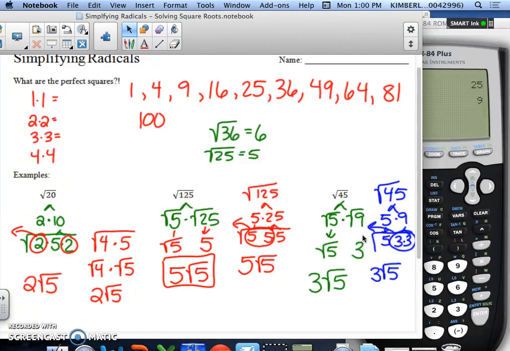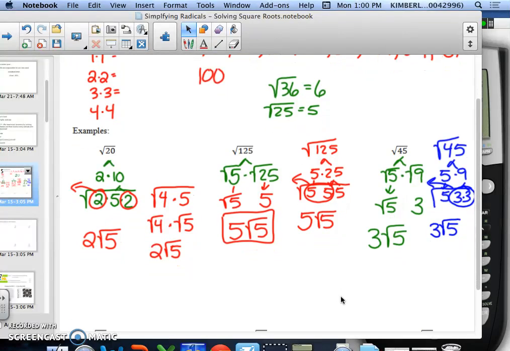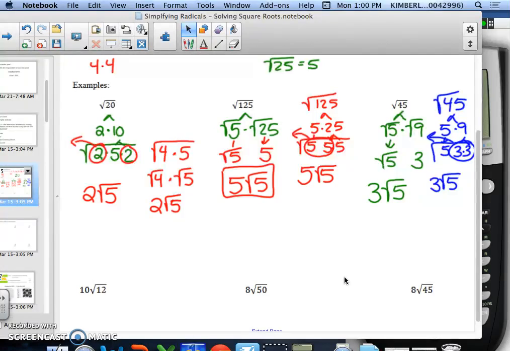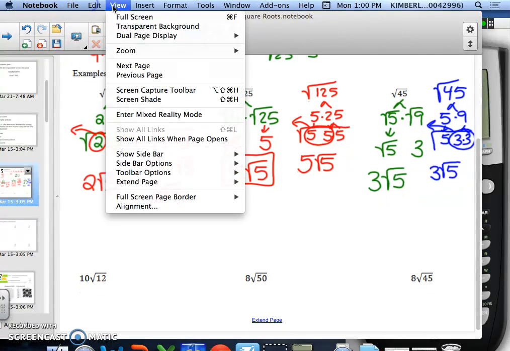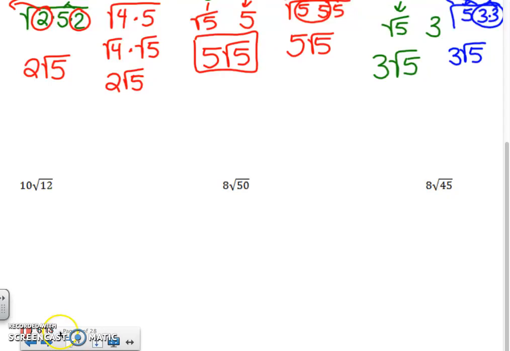So either way that you think is better to find the answer, pick your favorite way. But that is how you simplify your answer, okay? So we do not want any decimals with these. So let's take a look at the bottom ones. These look trickier because they have a number on the outside, but it's just a little bit more work.